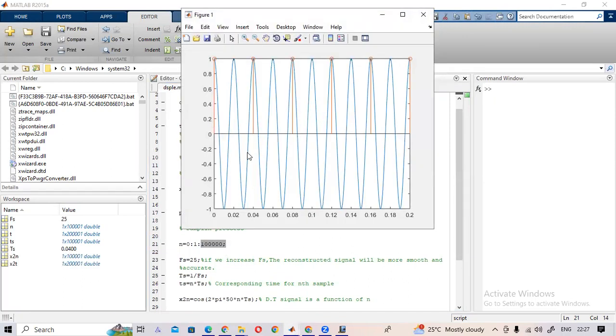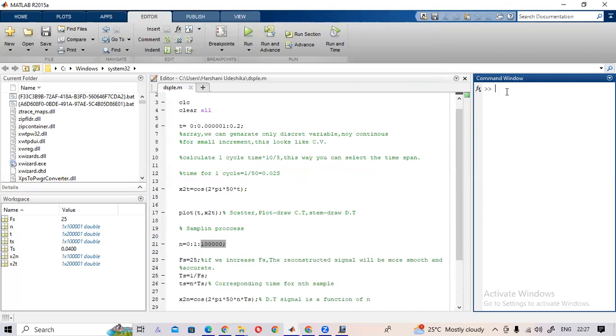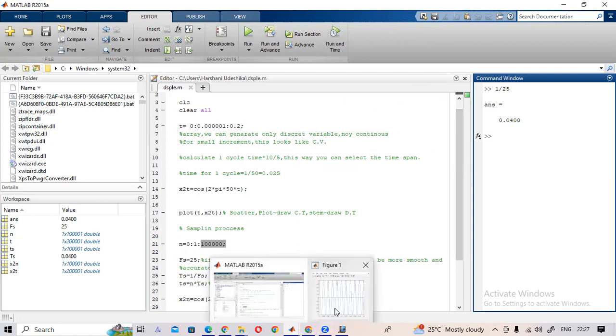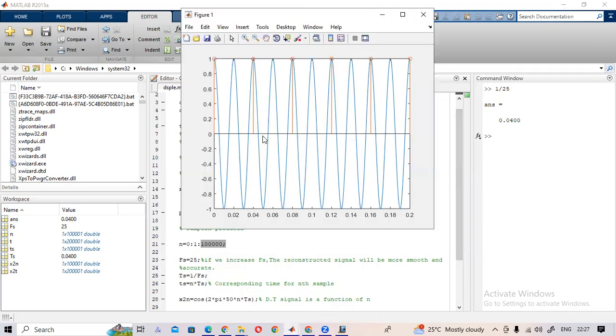You can see that the sampling frequency is 25. That means the sample time is 1 over Fs, that is 1 over 25, so the sampling time is 0.04.